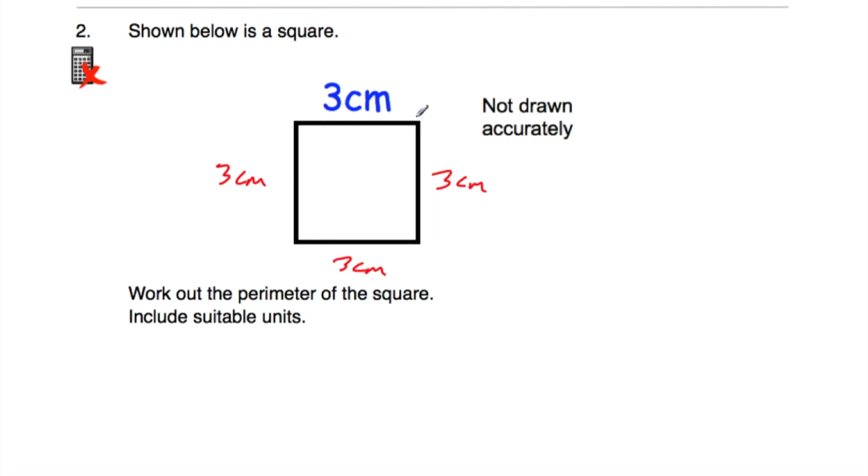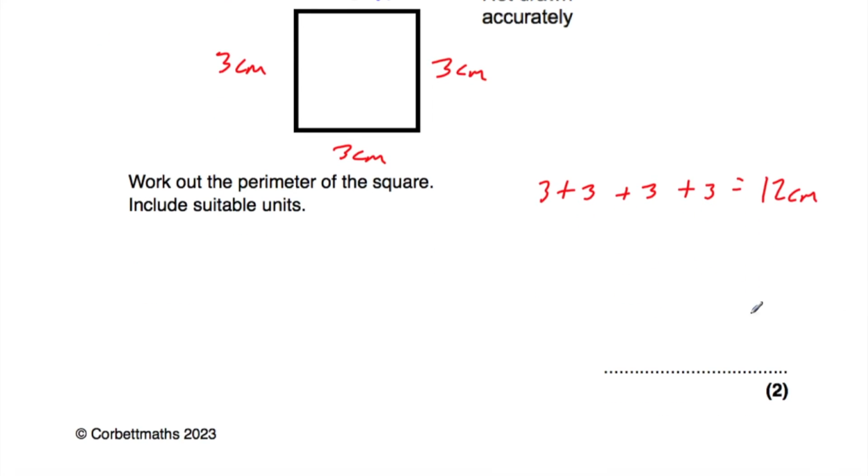So we just need to do 3 plus 3 plus 3 plus 3. So 3 plus 3 is equal to 6, plus 3 is equal to 9, plus 3 is equal to 12. So the perimeter of this square would be 12 centimeters. Now in this one, we could have just done 3 multiplied by 4, because the length of each side is 3 centimeters and there are 4 sides. So 4 times 3 would be 12 centimeters also. But I've just done 3 plus 3 plus 3 plus 3, and that's 12 centimeters as well. So the answer is 12, and we've been asked to give suitable units, so those would be centimeters. And that's it, so 12 centimeters.